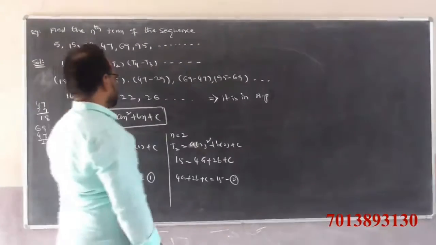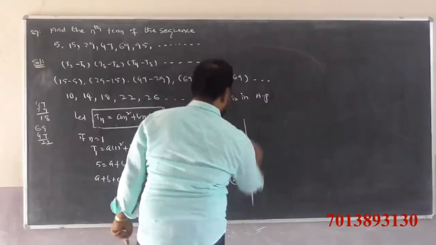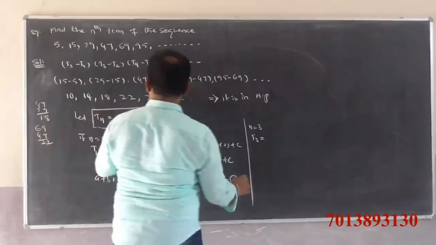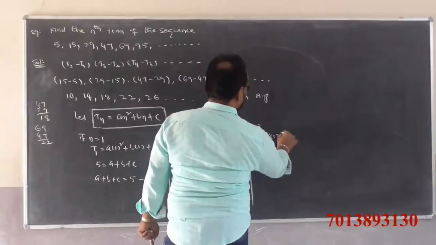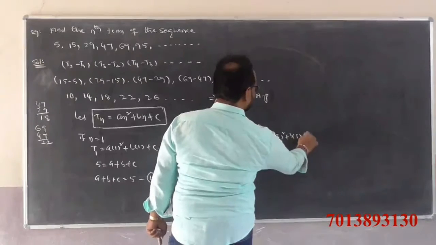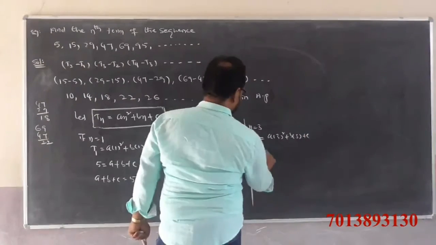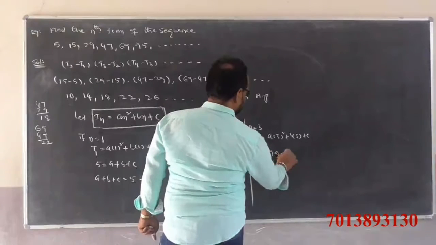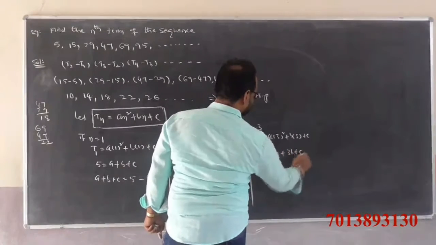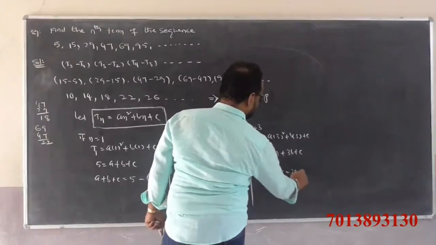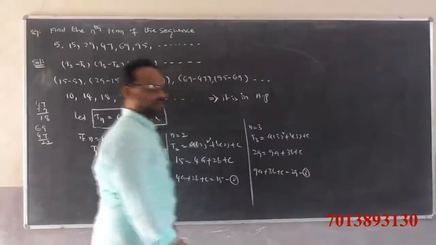Putting n equals 3, T3 equals A into 3 square plus B into 3 plus C. T3 is nothing but 29. So 29 equals 9A plus 3B plus C, that is, 9A plus 3B plus C equals 29. This is equation number 3.